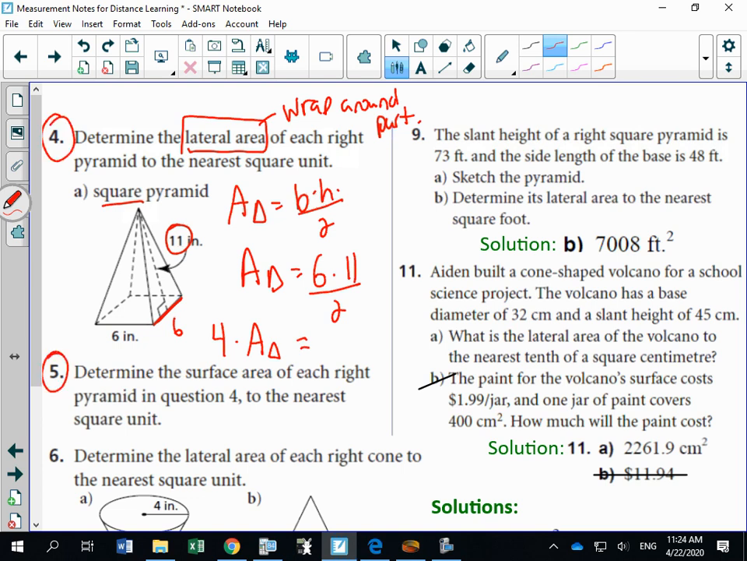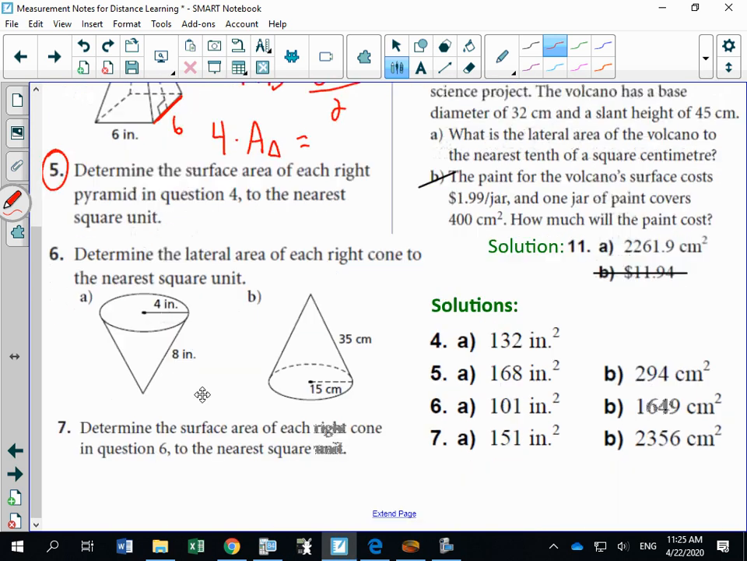Then you're going to do question 5, which is this exact same picture, but it wants you to now add the base. So it wants the surface area of this entire pyramid, including the base, right? So you're going to add the surface area of the base plus those 4 triangles. You could do number 6. Again, lateral surface area. That's just the wraparound part.